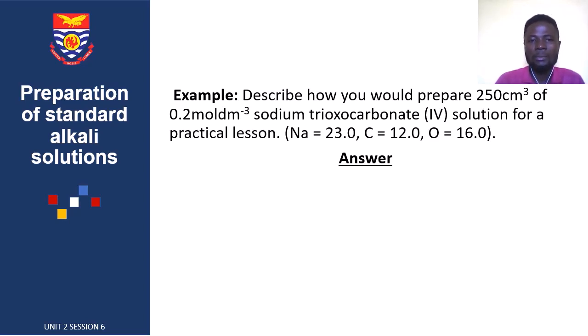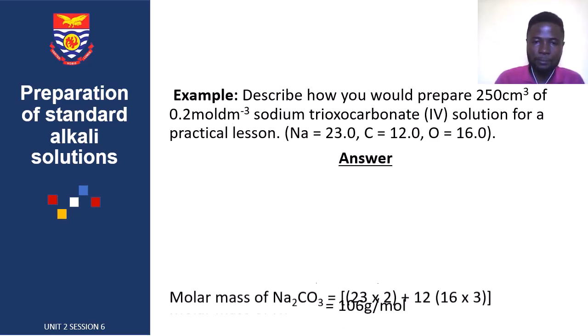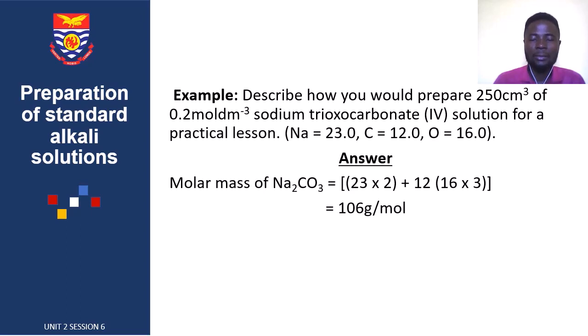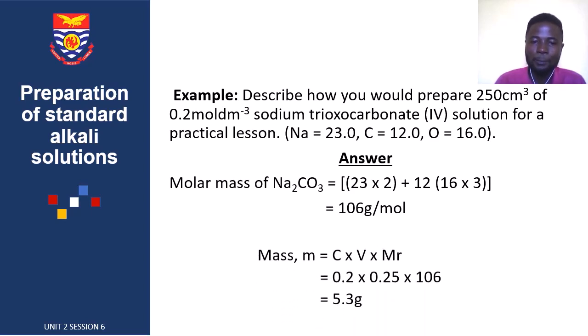The sodium carbonate comes in solid form, so we have to weigh mass. So what we have to calculate for is the mass that we are going to weigh for our solution. And with that, we need the molar mass of the sodium carbonate. So given that we have the relative atomic masses, we do our substitution in the relation for molar mass. Then we find the molar mass, in this case 106 grams per mole. That is not the mass we are going to weigh, that's the mass in 1 mole.